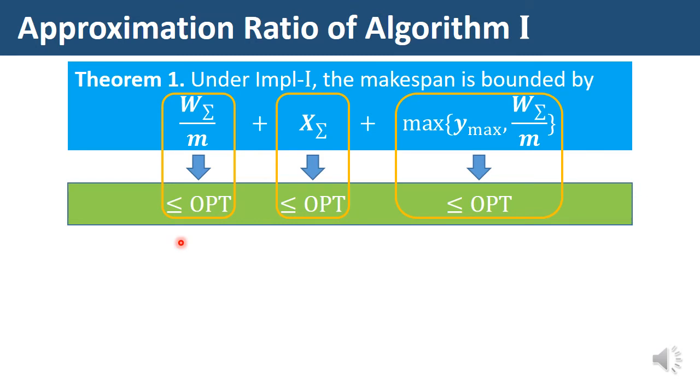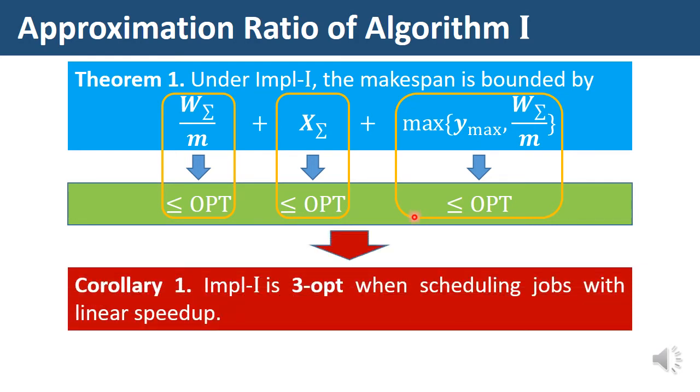As we know, the optimal mixed span is larger than W sigma divided by m, and is larger than X sigma, and is larger than Y max. Therefore, from theorem 1, it is easy to see that implementation 1 is 3-OPT. That means the mixed span produced by implementation 1 is at most 3 times larger than the optimal one.